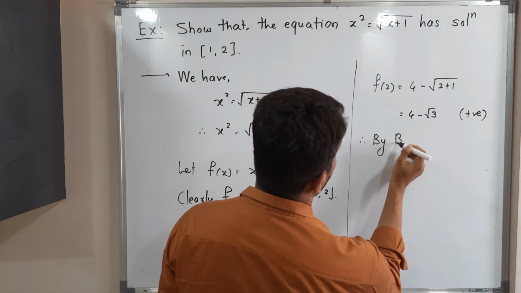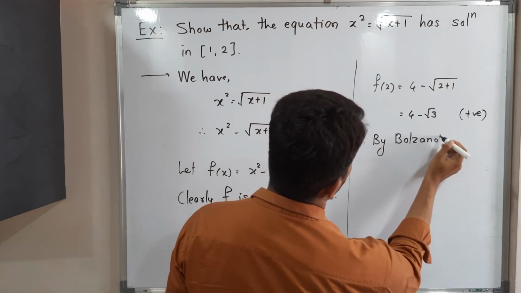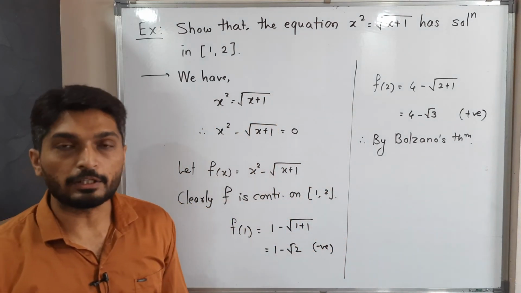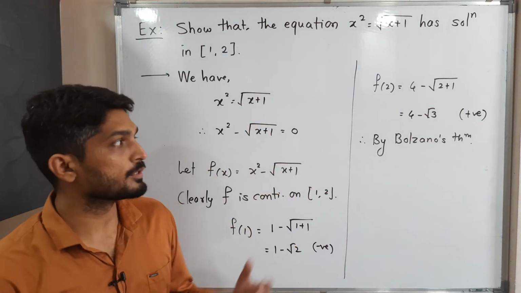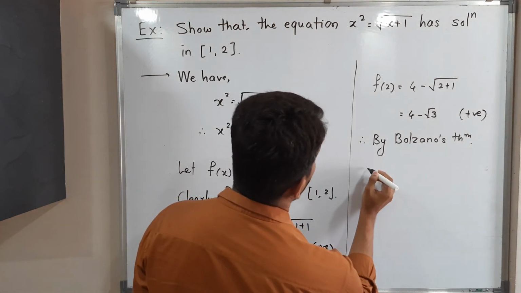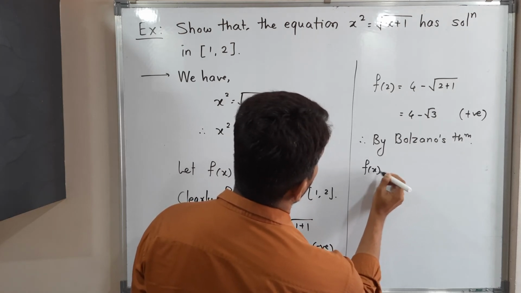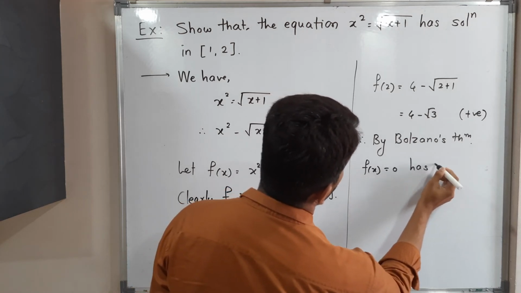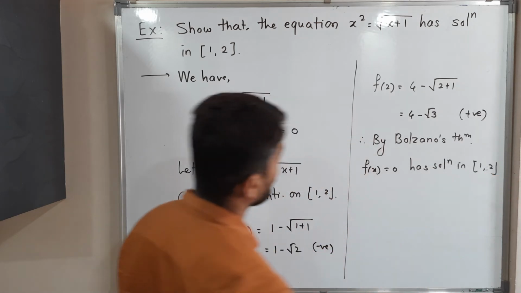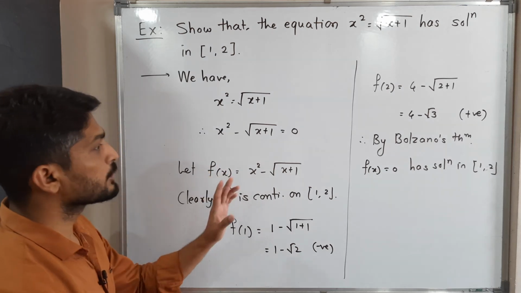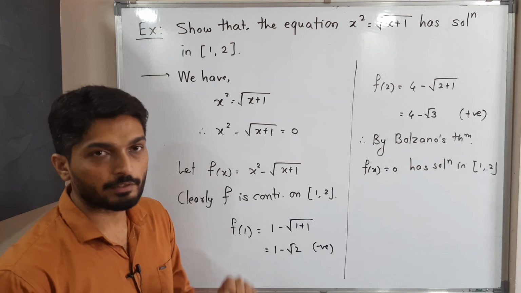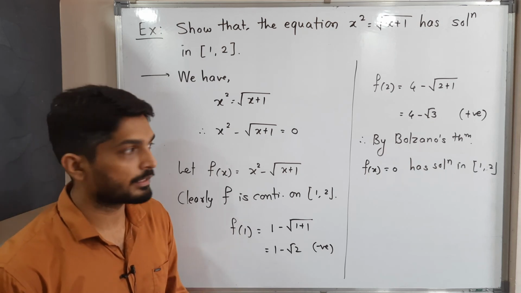by Bolzano's theorem, or you can say by the intermediate value property also, which is a generalized case of Bolzano's theorem, f of x is equal to 0 has a solution in 1 comma 2. So Bolzano's theorem says f of x is equal to 0 has a solution in this interval, since at 1 we have a negative value, at 2 we have a positive value. So definitely it has a solution between them.